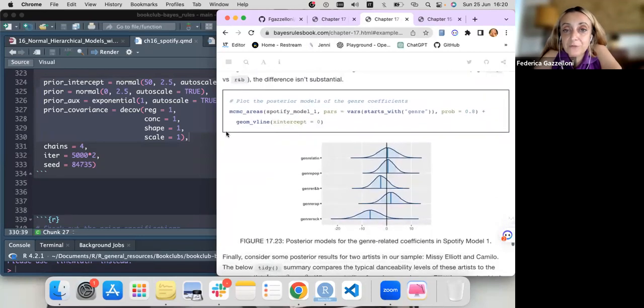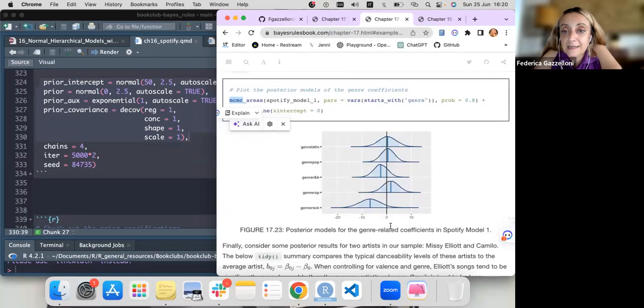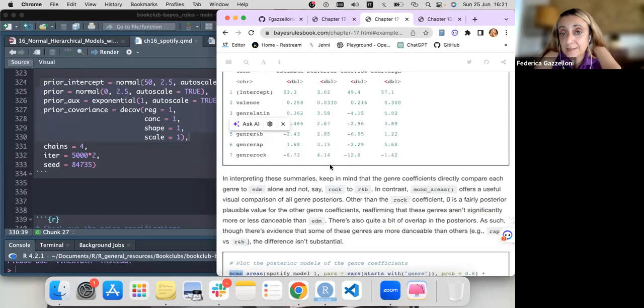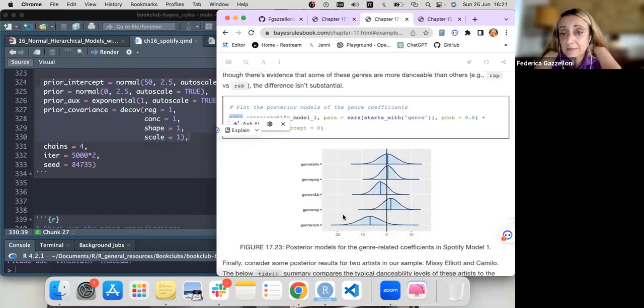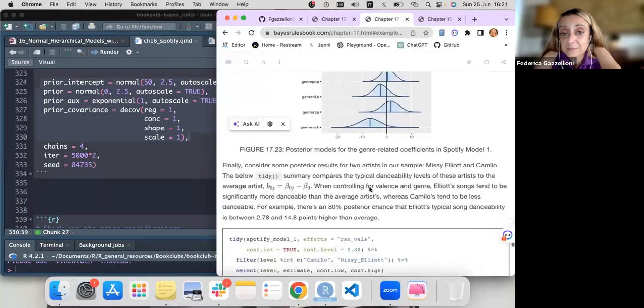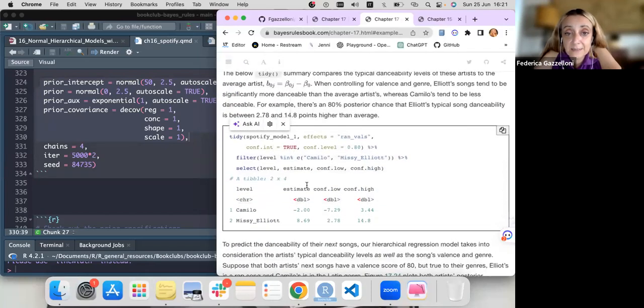Okay. So then if we have a look at some Monte Carlo simulation areas, we can see that as we consider the distance from the intercept, the Latin and pop song genres are positive, basically replicating the result of the estimation here. R&B is negative, rap is quite positive, while rock is negative. So that's it. This is basically everything I wanted to say.